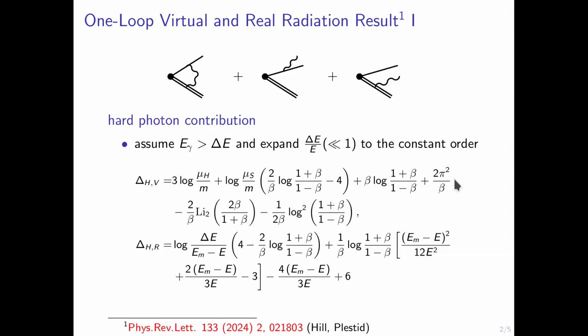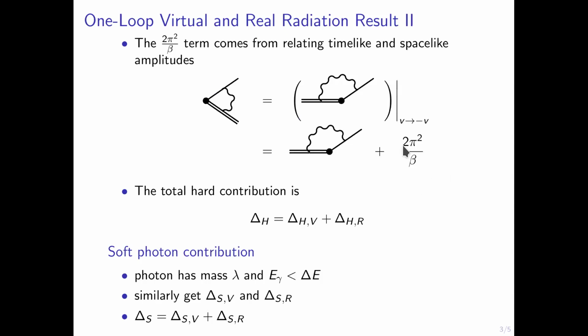Remember here, the 2 pi square over beta, this term comes from the diagram we call the time-like procedure. It is equal to the space-like procedure by reversing the velocity of the heavy particle, v to minus v. And this 2 pi square over beta can be viewed as the final state electron interacting with a background field.